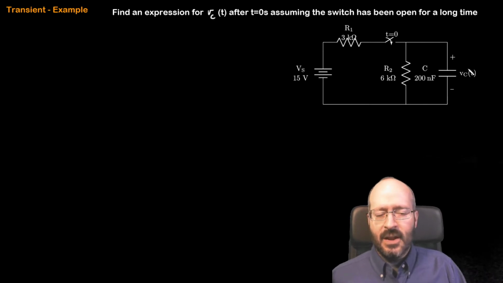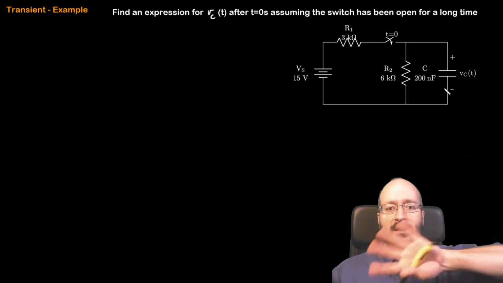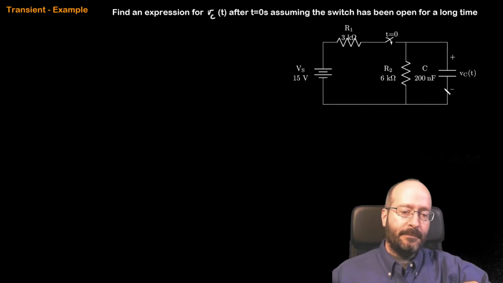VC. So we're just going right for the voltage across the capacitor. So this one should be a little shorter. That's what we're after. We're not going to use it to go find some other value for this problem.